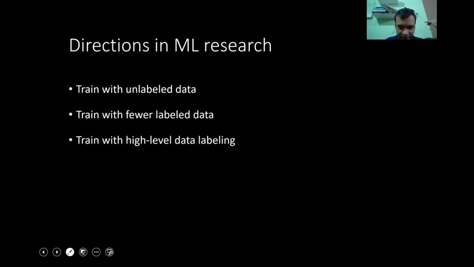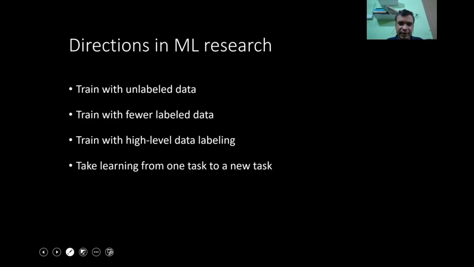Then training with high level data labeling. I'll give you an example: I'll tell you what the whole sentence is, but I won't tell you where the words are chopped. That is something called weakly supervised learning. Okay. Take learning from one task and take it to a new task. That is called transfer learning.